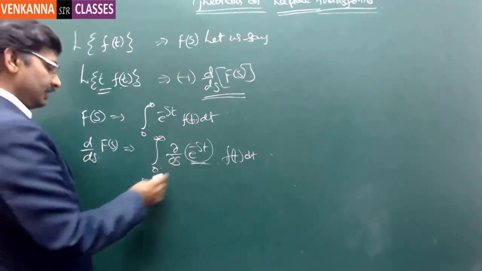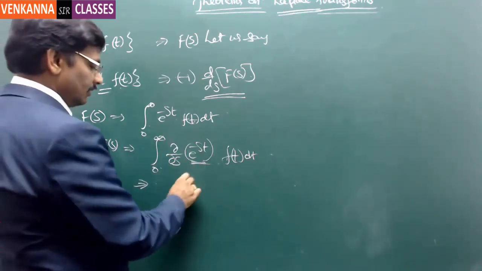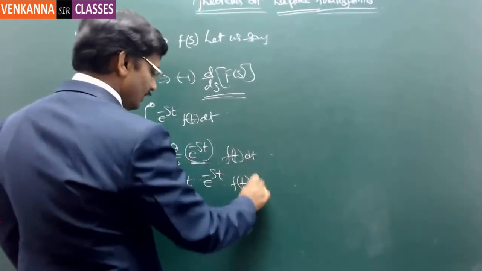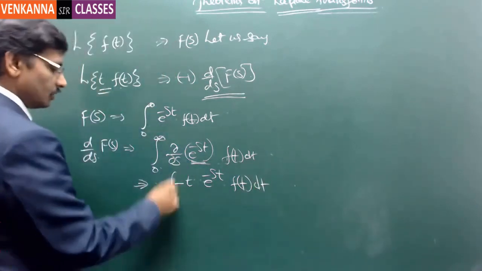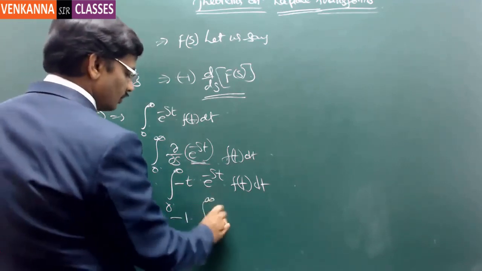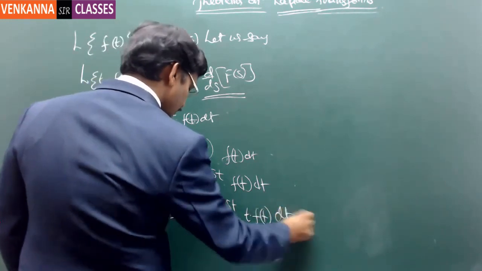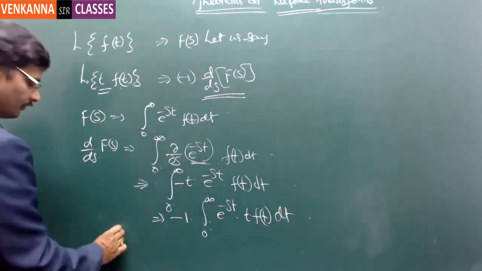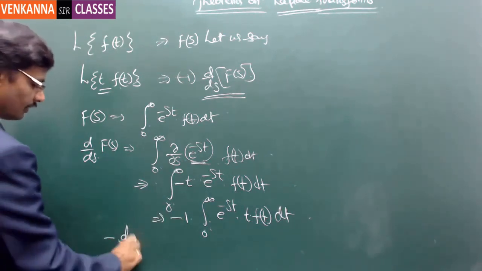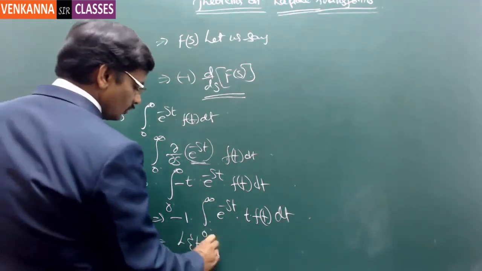Now the derivative with respect to s is minus t into e power minus st into f of t dt, integral 0 to infinity, or otherwise minus 1 into integral 0 to infinity e power minus st into t into f of t dt. So this is nothing but the Laplace transform of t into f of t; taking the minus to the other side, minus d by ds of f of s is equal to the Laplace transform of t into f of t.